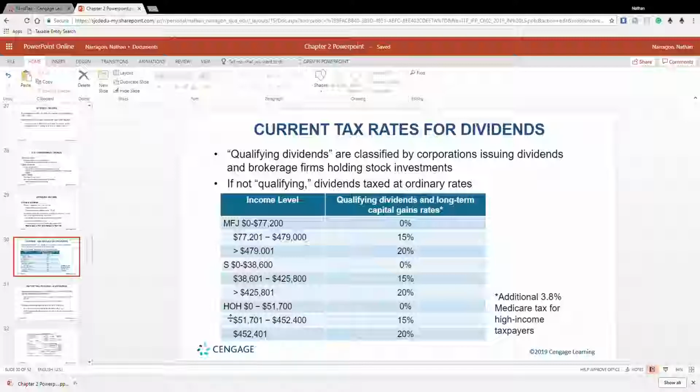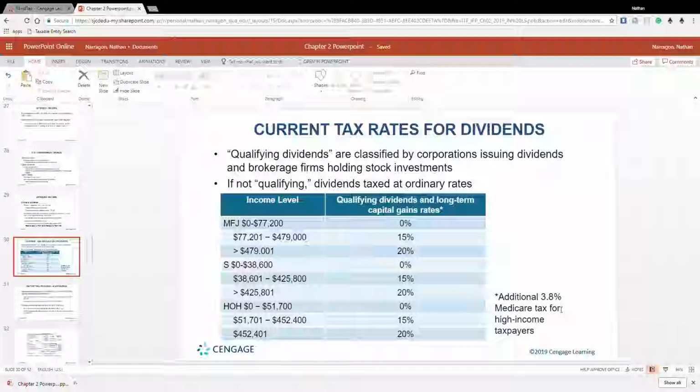Head of household, again, you're probably going to be in there at 15%. Again, greater than 452,000, even though it doesn't have the greater sign, is 20%. And then look at this.